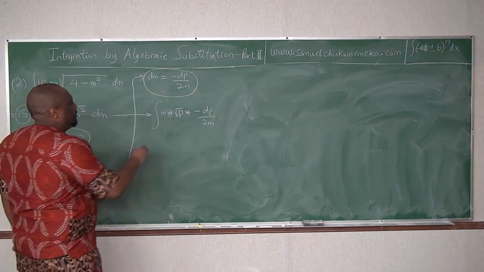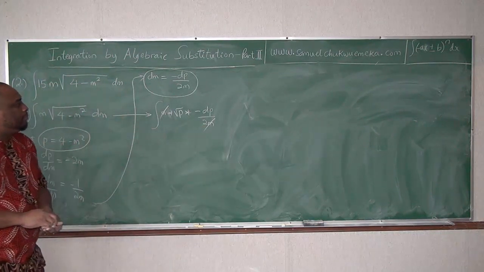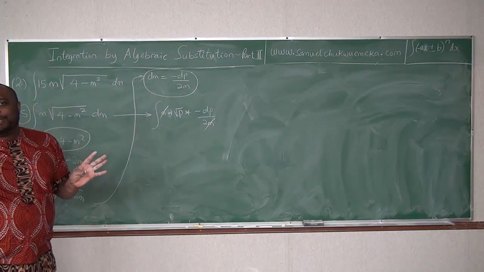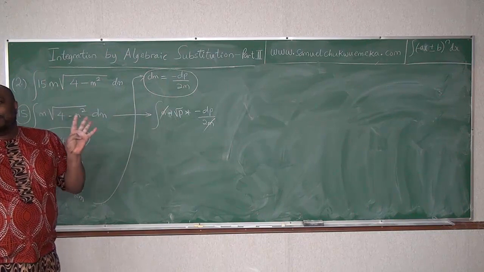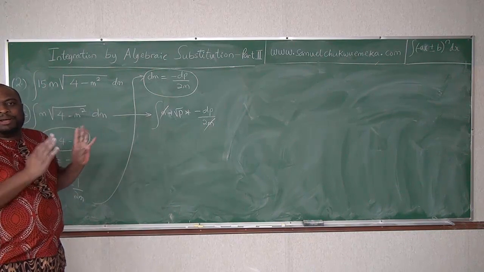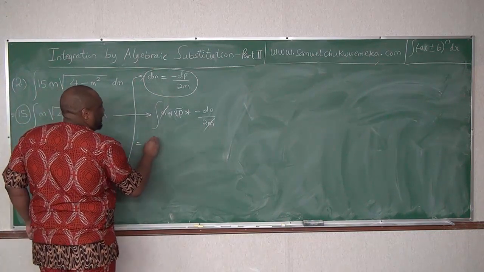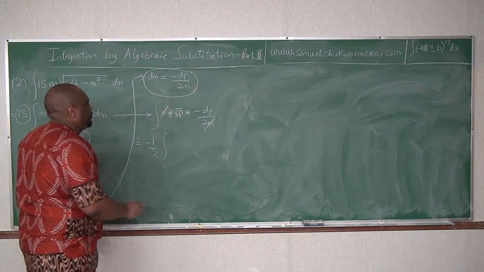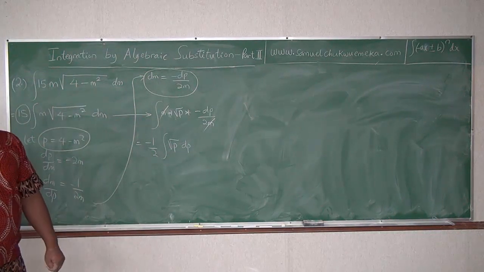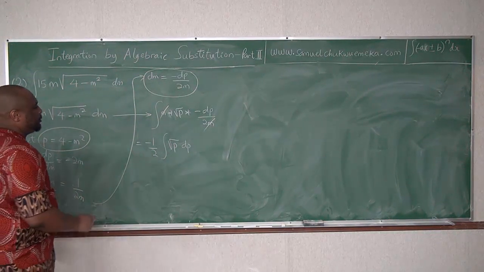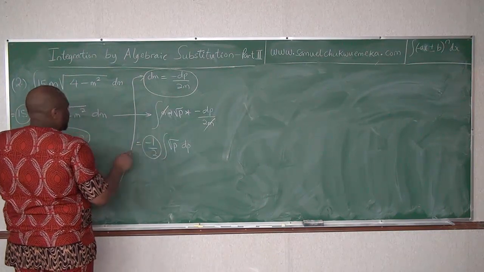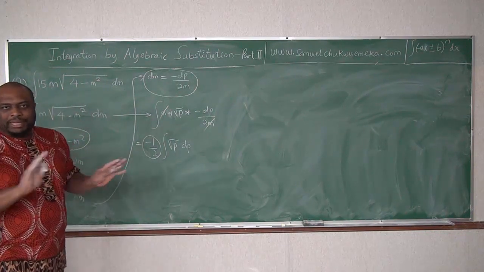Now I can cancel. See that? And let me bring out the constant. I don't like constants inside the integral, honestly. So this will now be negative 1 over 2, bring it out, negative 1 over 2 times the integral of square root of P dP. Okay, power rule. We will still need the 15 times this, but for now I don't care about it right now.